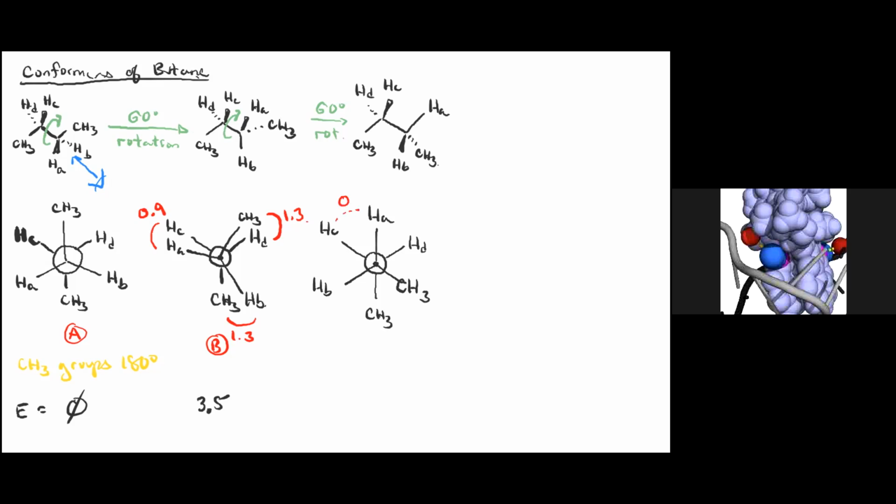Okay. But there's a staggered methyl-methyl interaction here that we do need to think about. And that is worth 0.9 kcals per mole. That interaction has a specific name. We call that a gauche interaction. We might refer to this as the gauche conformer. All right. And so the relative energy of this one is 0.9, and we'll call this conformer C.